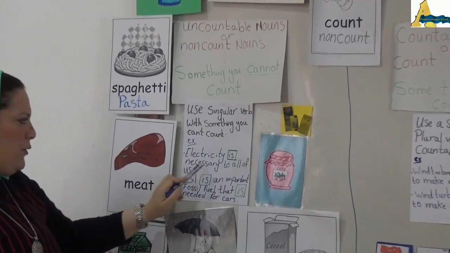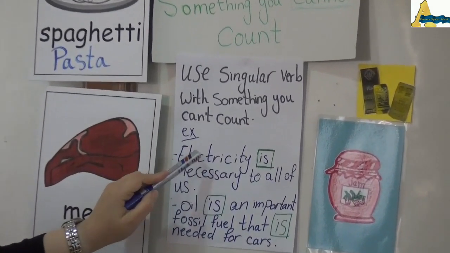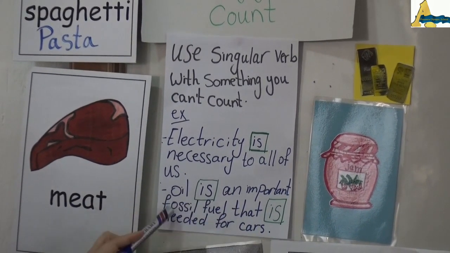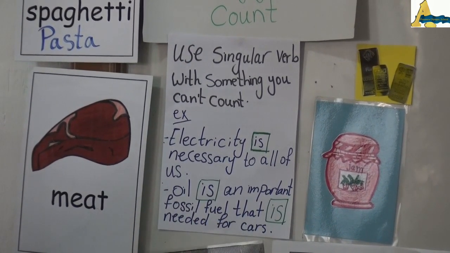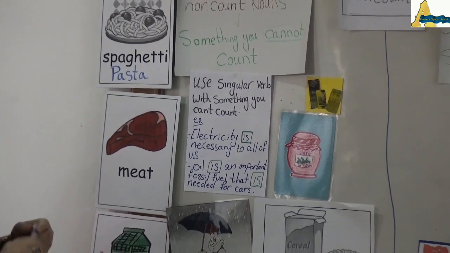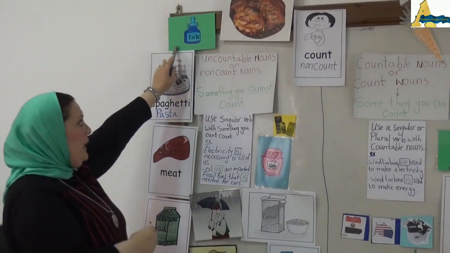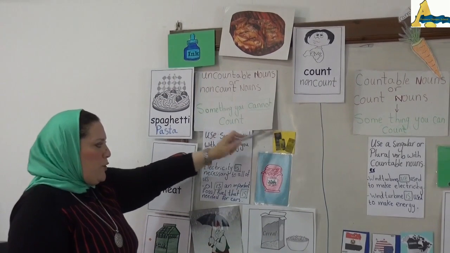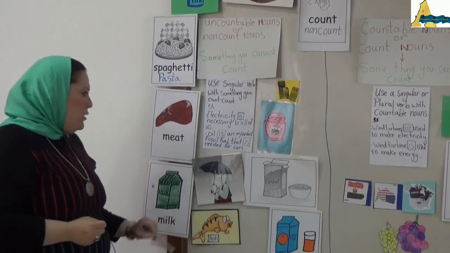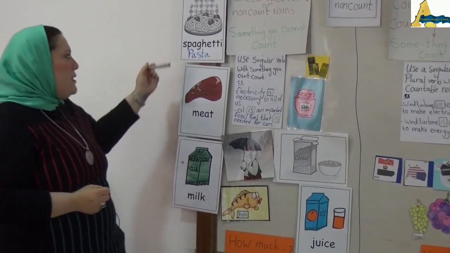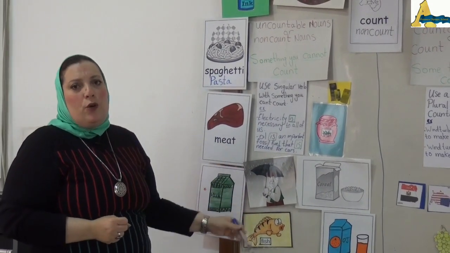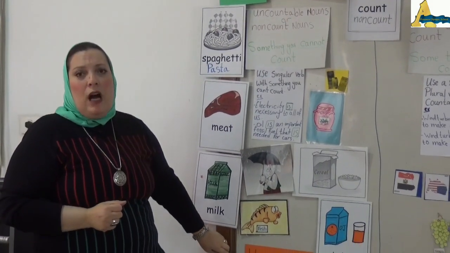Electricity is necessary to all of us. Of course, electricity doesn't have a plural form, so I must use a singular form of the verb. Oil is an important fossil fuel that is needed for cars. I use is with oil. Let's see some examples for uncountable or non-count nouns. Ink, chicken, gold, of course we cannot count these things, jam, cereal or cornflakes, juice, fish, rain, milk, meat, spaghetti or pasta. And when I ask a question with these words, I want to ask about the quantity, the question word suitable for these words, I use how much.